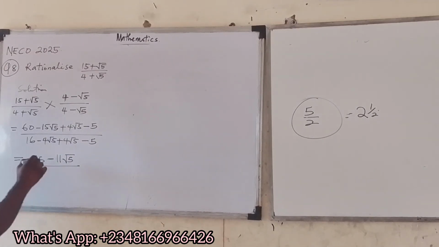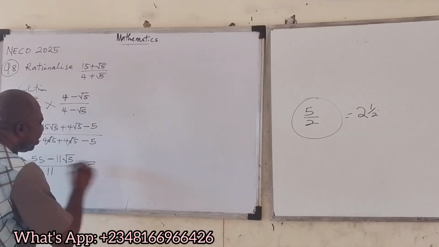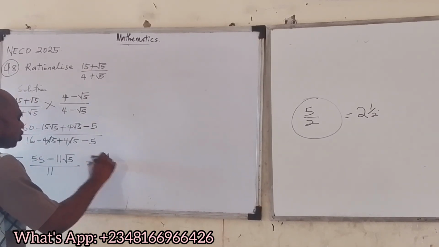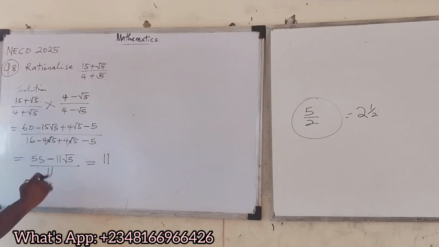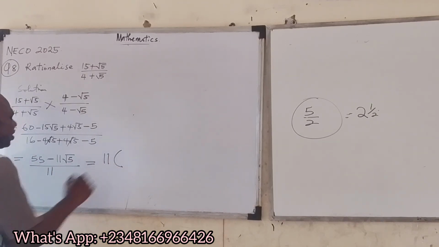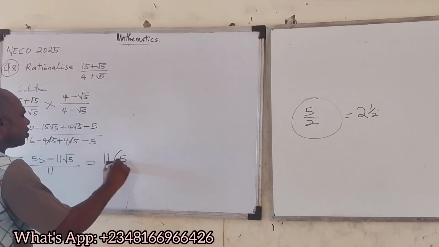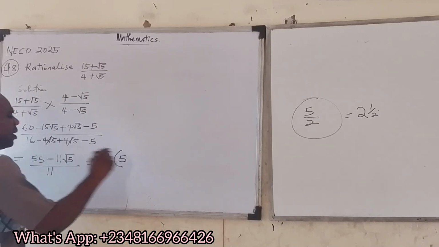Divide by, now let's look at this. Minus 4 root 5 plus 4 root 5 will go. Now 16 minus 5 is 11. Now 11 is common in the numerator, so we take out 11 in brackets. We're left with 5, because 11 times 5 is 55.